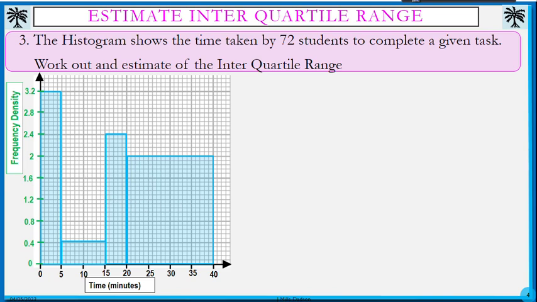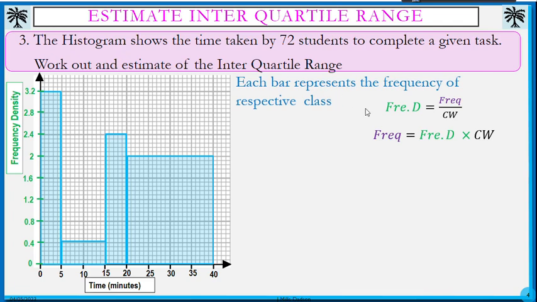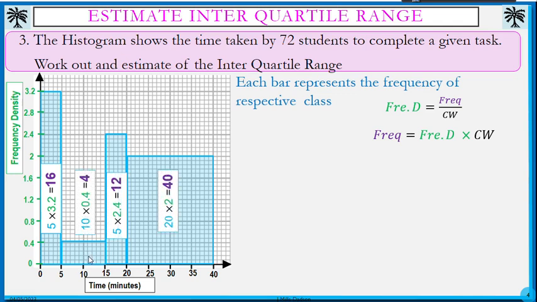each bar. And we know that frequency density is frequency divided by class width. So if you want the frequency, it's simply frequency density times the class width. So we work out the area of each bar, and that will represent our frequency. So the first one, 3.2 times 5, that will be the frequency for the first bar, 16. We do the same for all the bars. 0.4 times 10 is 4, and so on. Next one is 12, the last one is 40.